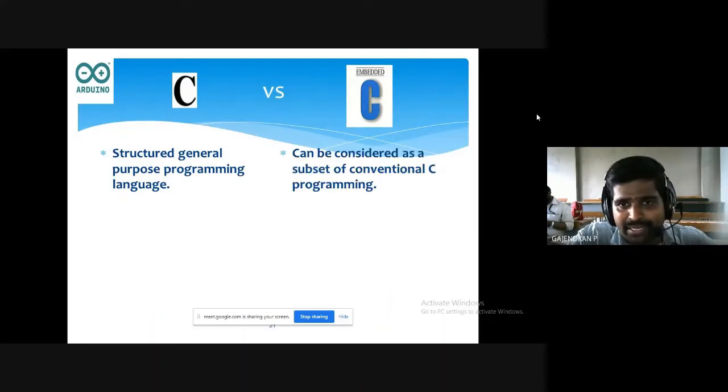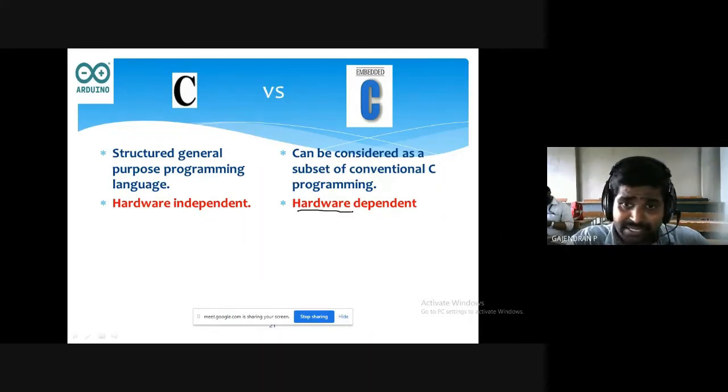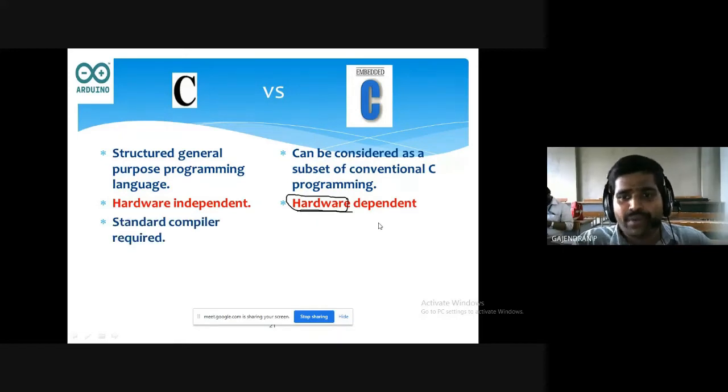This is the comparison. I hope I need not explain this very much. So C you know very well. C is a general purpose program. Embedded C is a subset of your conventional C. In which way? C is hardware independent, but embedded C is hardware dependent. In 89S52, you have used some syntax. The same syntax if you use here, it won't work. Here the hardware changed. Hereafter we are going to use the Arduino Uno, isn't it? So based on the Arduino Uno, we need to change the language.